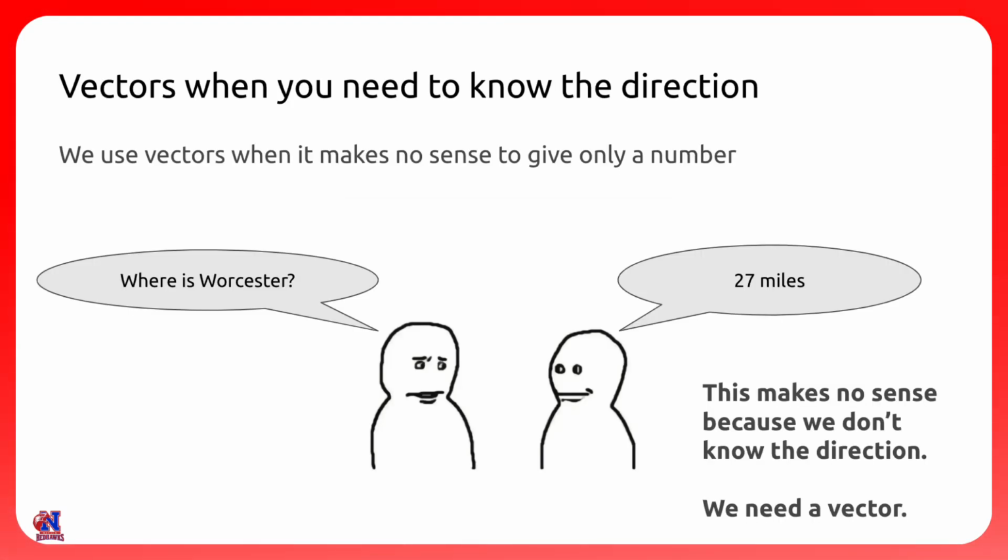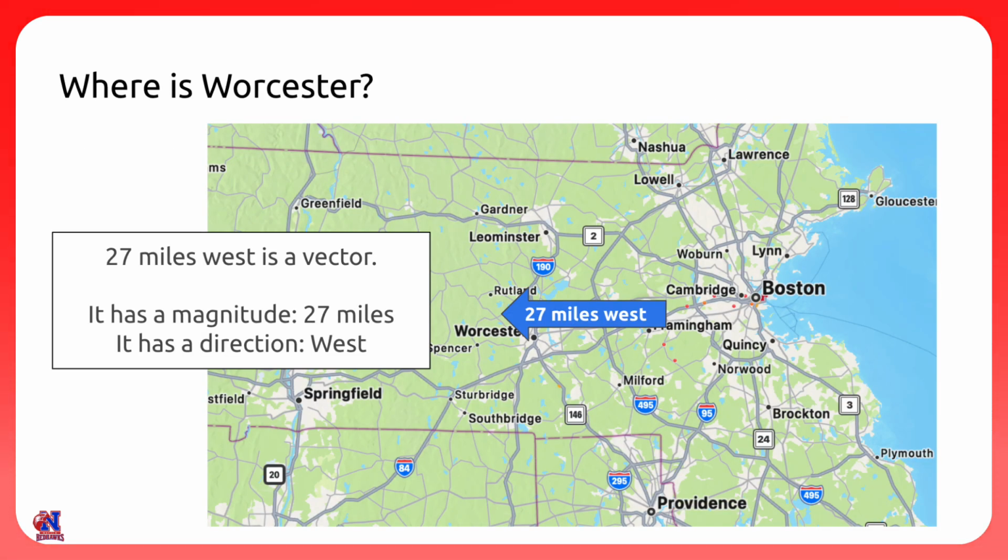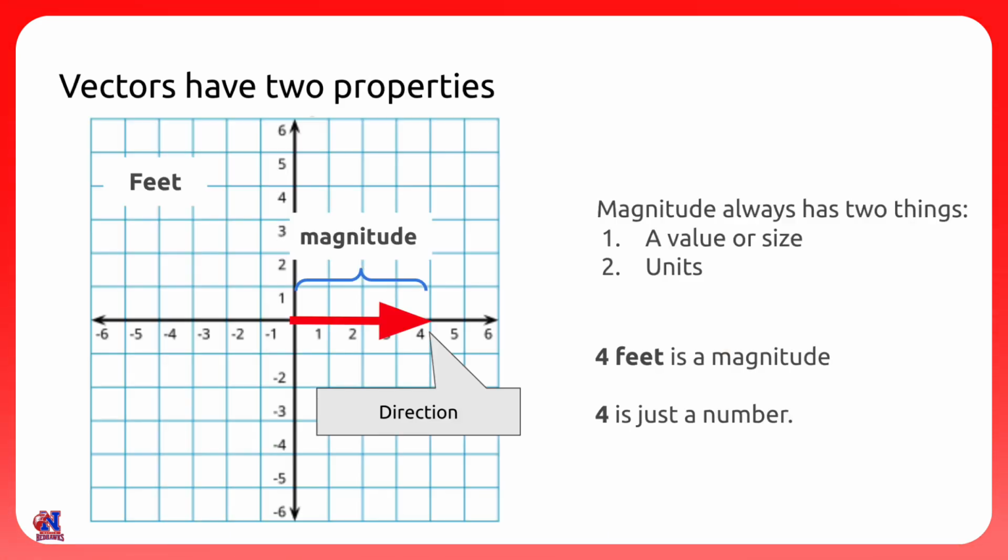Vectors are values that you use when you need to know the direction of something. So in this example, someone asked, "Where's Worcester?" and the other person goes, 27 miles, which is no answer, because 27 miles where? So this doesn't make sense because this needed a vector for an answer. It needed 27 miles west. That has an answer that gives you both the magnitude, 27 miles, and the direction, west. And that's a vector. A vector is something that has both a magnitude and a direction.